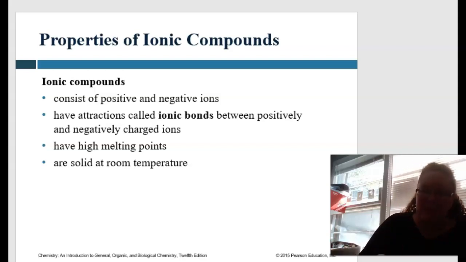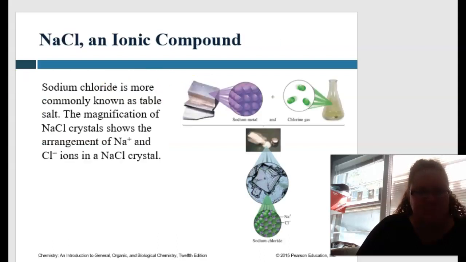The ionic compounds, and therefore the ionic bonds, are between positive and negative ions. Opposites attract. If there were two positives, they would repel each other. If there were two negatives, they would repel each other, but opposites attract. Sodium chloride is table salt, one of my favorite spices in the whole world, and it's more commonly known as salt.